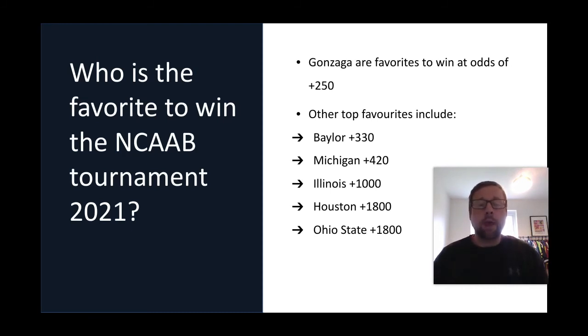But again, I got these from Vegas Insider to give you the rundown of the top teams and their top odds. Now, like I said, Gonzaga is favorite at the moment. They are the AP's number one. They have gone through an undefeated season in NCAA basketball.